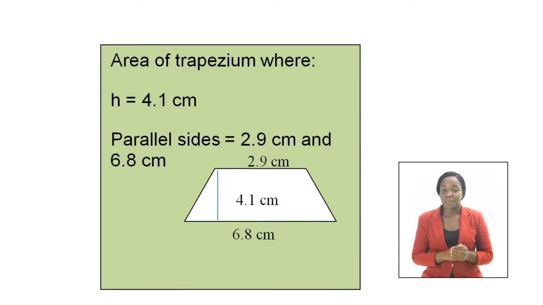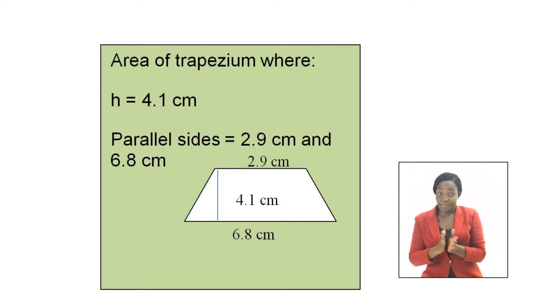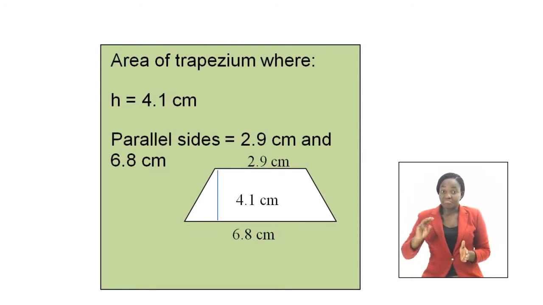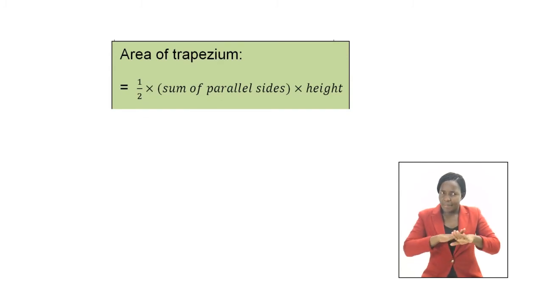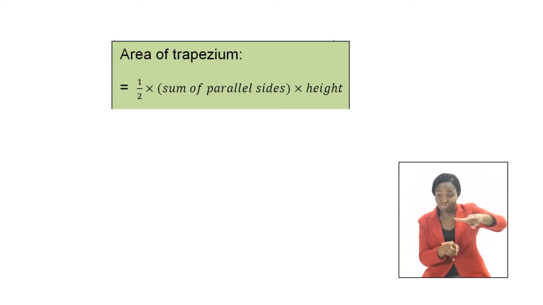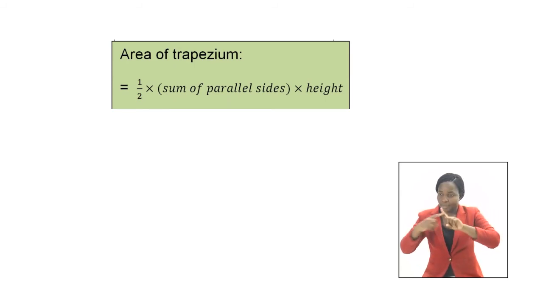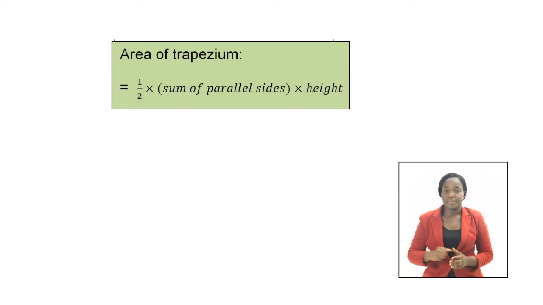Okay, it reads, calculate the area of a trapezium where the height is 4.1 centimeters and the two parallel sides are 2.9 centimeters and 6.8 centimeters respectively. I just want to write down the formula again. The area of a trapezium is half of sum of the parallel sides times height. Well done. Shh, I'm concentrating.